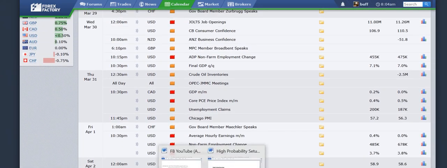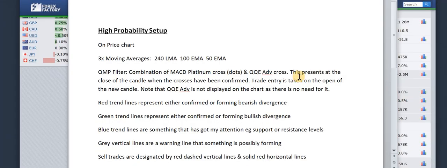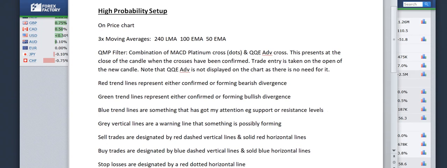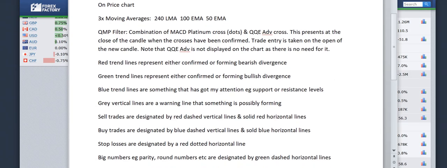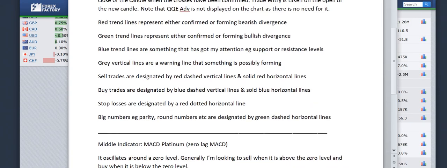Now, if you've never seen my videos or haven't followed my charts before, this Word document details the indicators and all the different colors on the charts. I will explain as I go through, but this just gives you an idea of what's happening. You can either pause the video and read this or take a screenshot. Basically, three moving averages, the QMP filter, which is the red and green dots on the price chart. Red lines normally represent bearish, green lines bullish, blue lines are something that interests me, something that's got my attention, like resistance or support levels.